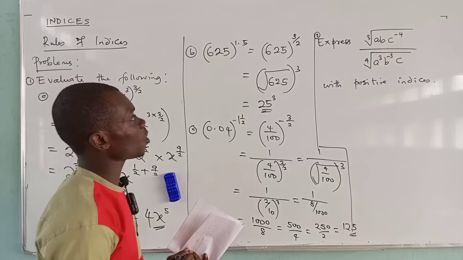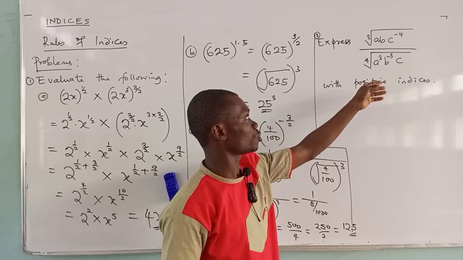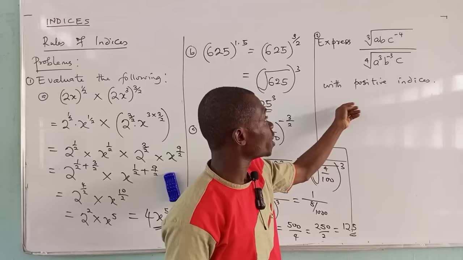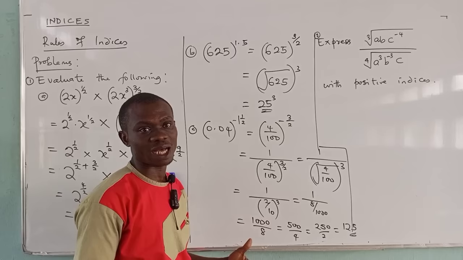Okay, so this problem says, express the cube root of ABC to the power minus 4 all over the fourth root of A cubed B to the power minus 3 C with positive indices, meaning we should simplify that expression we have there and let all the powers of every variable there be positive indices. And so let's try to do that.